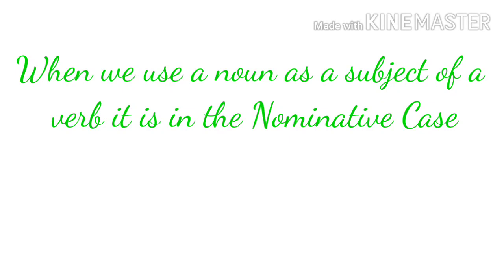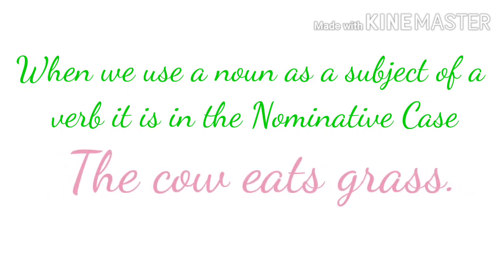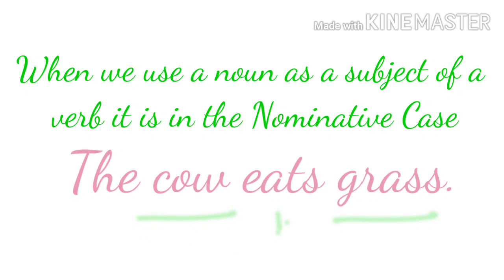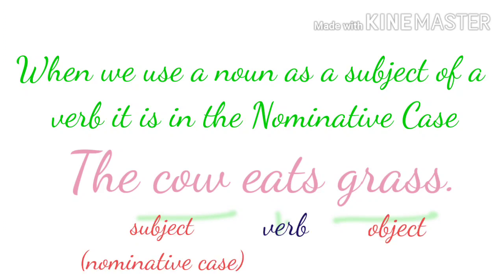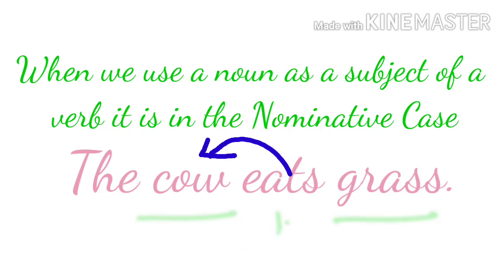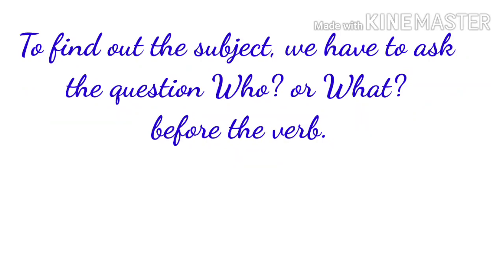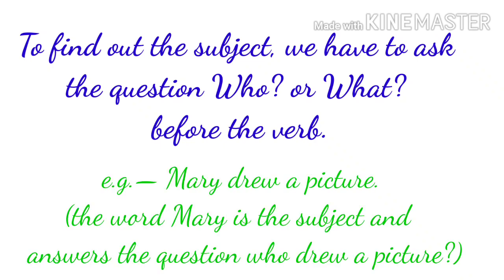When we use a noun as the subject of a verb, it is in the nominative case. Let's see an example: The cow eats grass. In this sentence, the cow is the subject, eats is the verb, and grass is the object. As the cow is the subject of the verb eats, the cow comes under the nominative case. To find out the subject, we have to ask the question who or what before the verb.